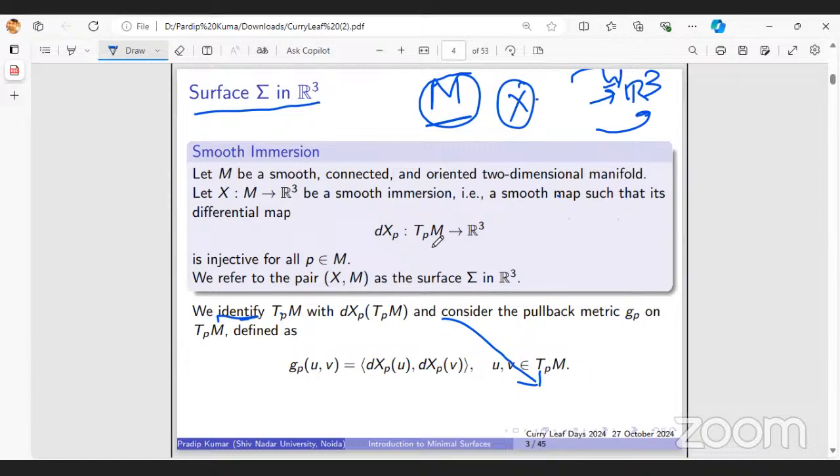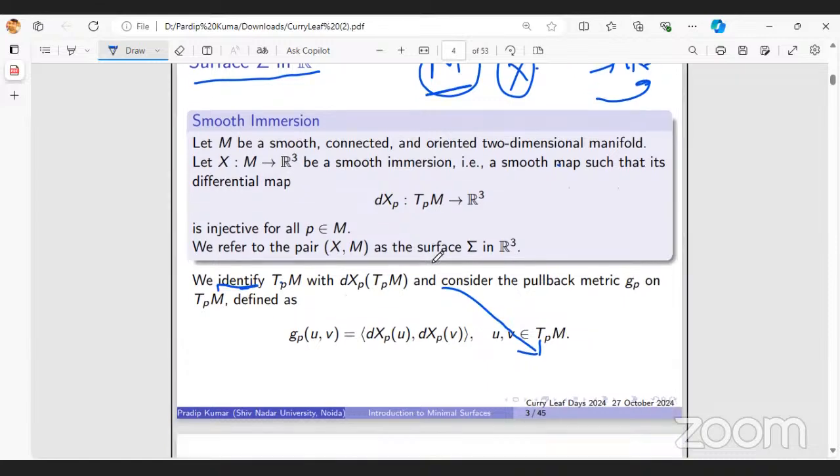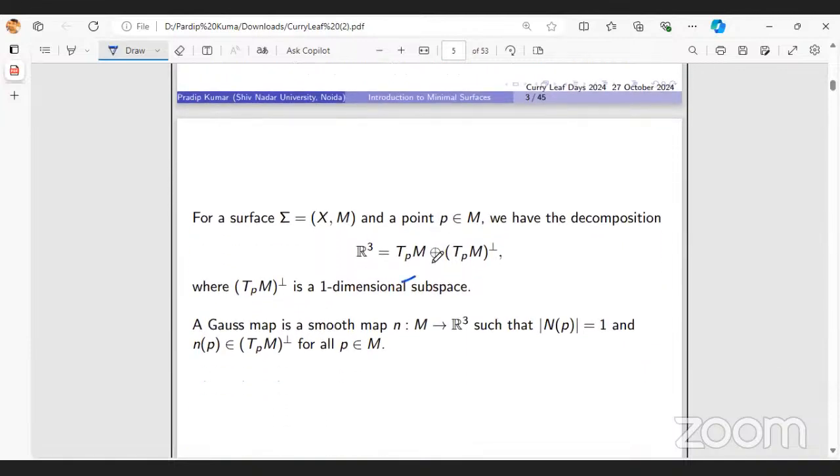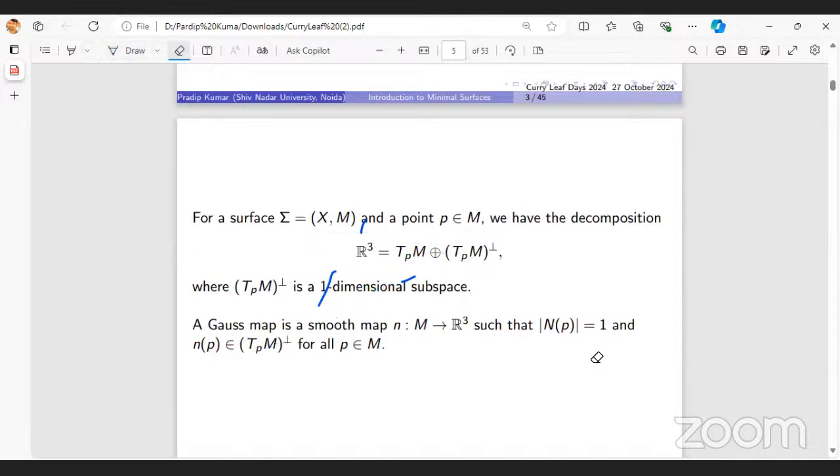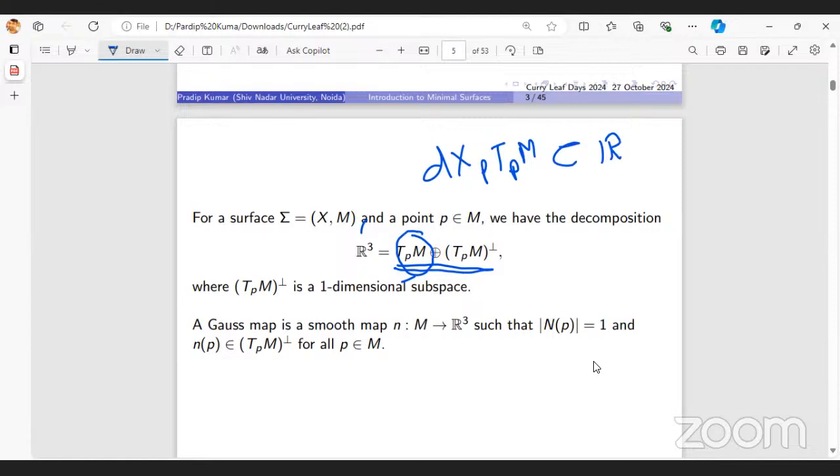For example, just see the next slide. When I say R3 equal to this, sometimes this then stops. So R3 equal to this. This means that I am identifying this as DXP TP of M, because DXP TP of M is a subset of R3, no? And similarly, this means DXP TP of M perp. So we do not write this, and that is what I said: key identification.